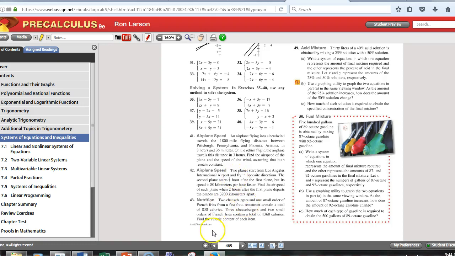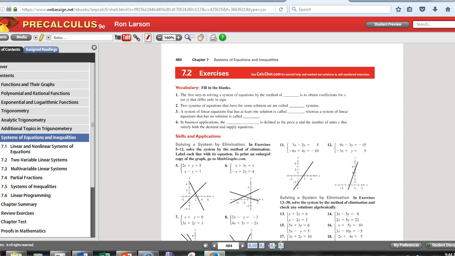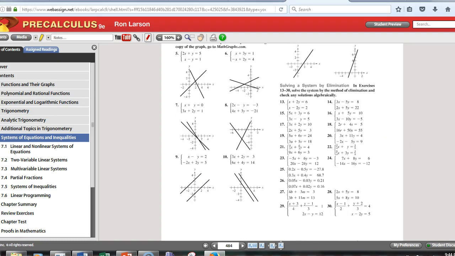Nutrition, the airplane problems that really involve creating that system of equations and then solving. So again, you can always check your work graphically using Desmos, but make sure you can solve them algebraically too to get those exact answers.